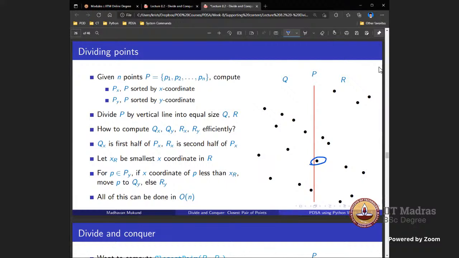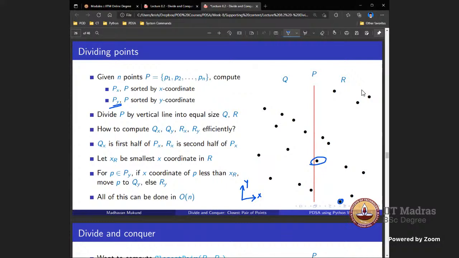Okay, can you repeat this part? Okay, let's say I'm explaining with an example. Let's say I take all the points in PY, which is sorted by Y coordinate. Assume my coordinates are like that, and I start in ascending order. Then the first point I will take is this one.